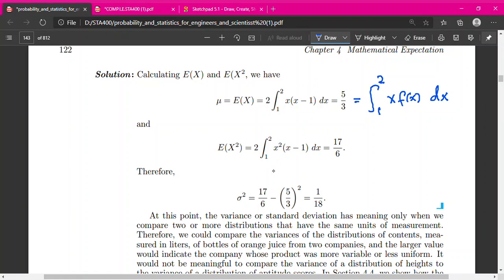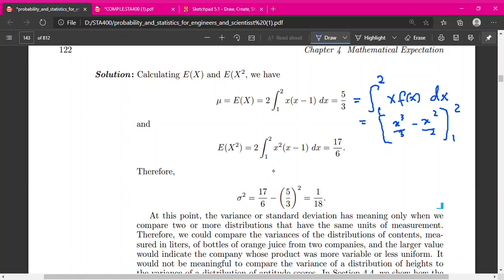Okay, and then integrate as usual. Just multiply this 2 first, x squared minus x, then integrate the x squared. So you will get x cubed over 3 minus x squared over 2. Okay, and then you substitute the limits 1 to 2. Then lastly, you will get 5 over 3.